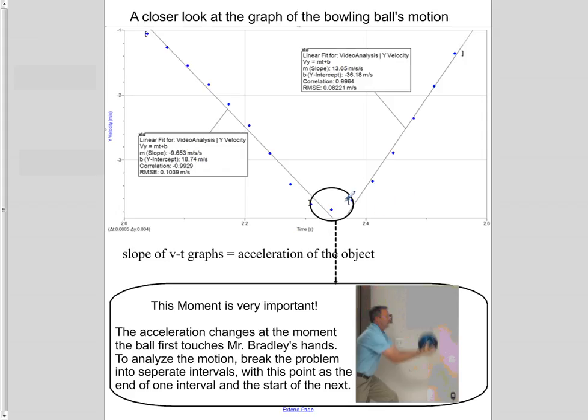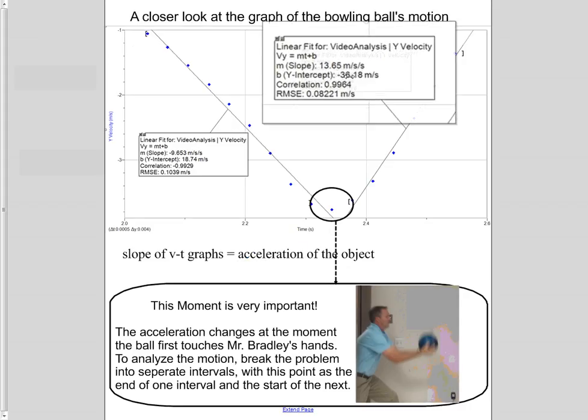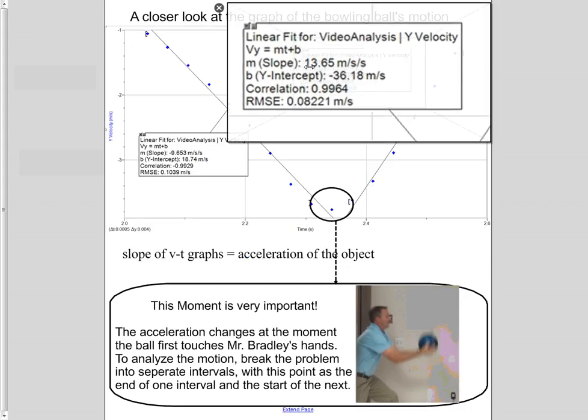Now when we look at the actual slope of the VT graph, which again is the acceleration, we find that it's a positive 13.65 meters per second. The acceleration is actually slightly larger than it was as it was falling. It makes sense because it stopped in a shorter period of time and it stopped more quickly. Because it stopped more quickly, that means that it had a larger acceleration. That means Bradley's pretty strong.